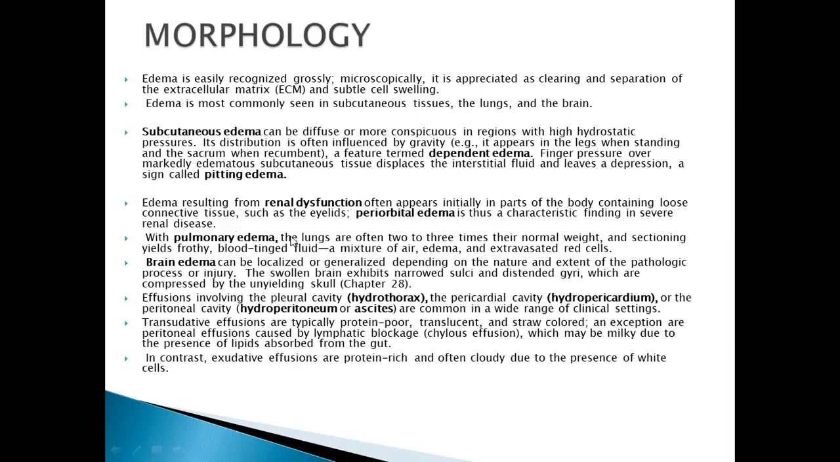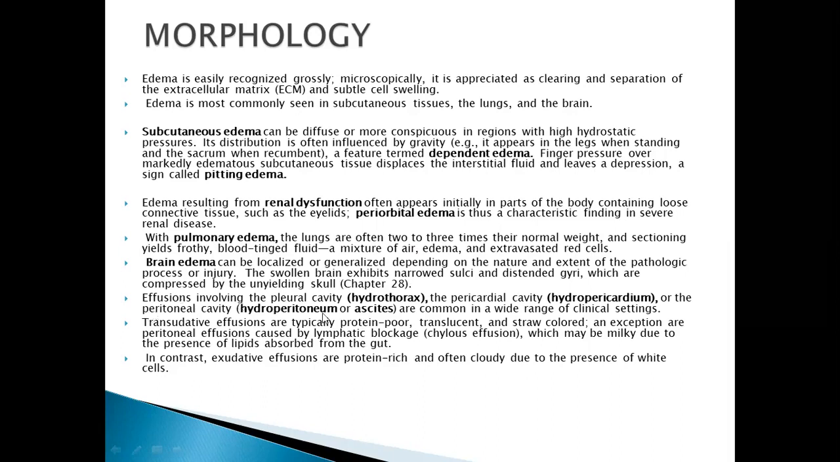With pulmonary edema, lungs are often 2 to 3 times their normal weight, and sectioning yields frothy, blood-tinged fluid, a mixture of air, edema, and extravasated red cells. This is pulmonary edema. In the brain, edema can be localized or generalized depending on the nature and extent of the pathologic process or injury. The swollen brain exhibits narrowed sulci and distended gyri, which are compressed by the unyielding skull. We will discuss this in chapter 28.